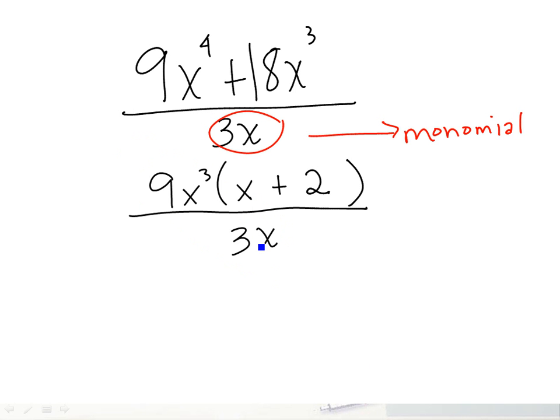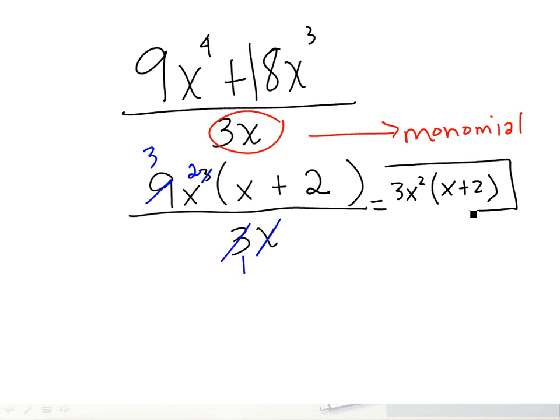3 and 9 have 3 in common. 3 goes into 9 3 times, and 3 goes into 3 1 time. And then this x cubed over x, we can take away 1 x from both. Therefore, our answer is 3x squared times x plus 2. So this is how we divide when dividing by a monomial.